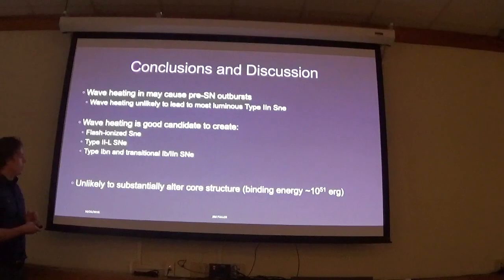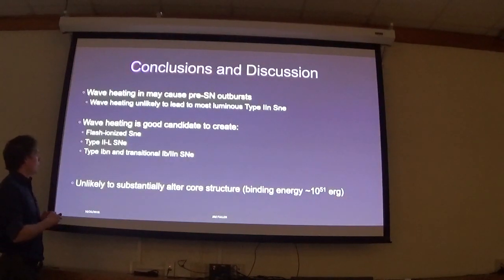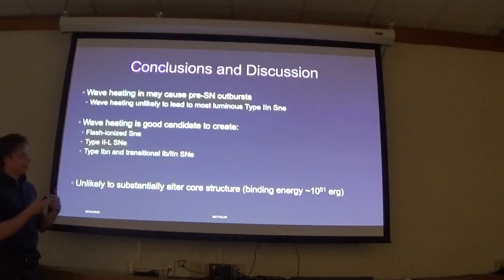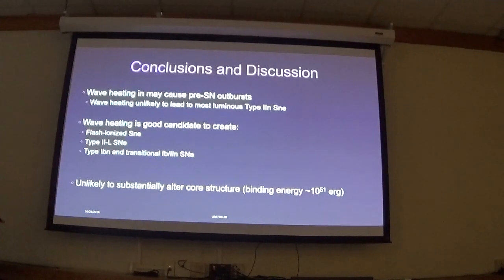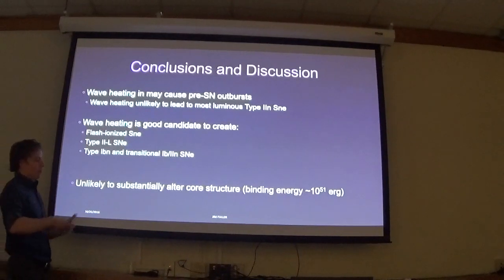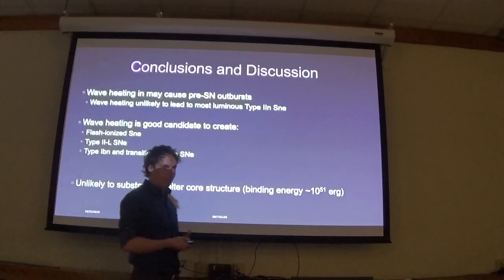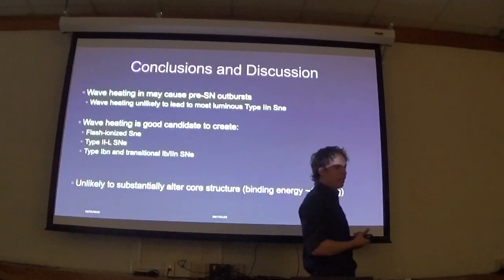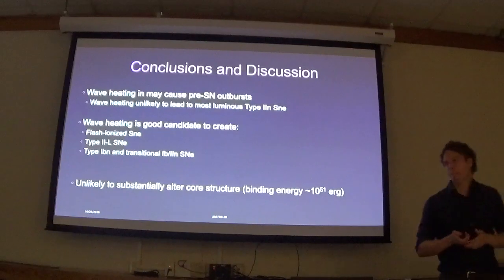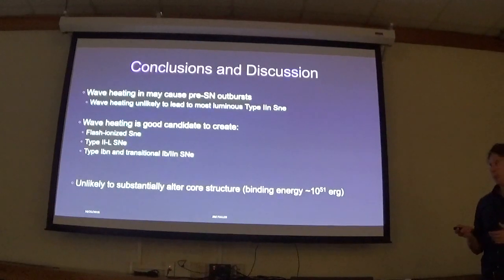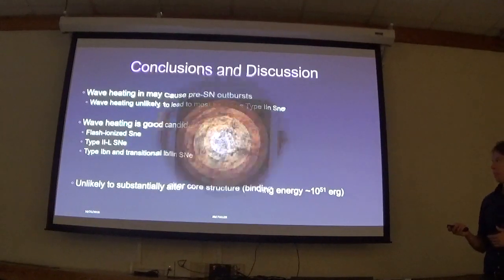Okay, so I think this is a good way to maybe produce some of these flash ionized type 2P supernovae, maybe type 1bn supernovae. But these waves are not powerful enough to unbind 10 solar masses of material and give us the most luminous type 2n supernovae. There are probably other effects that produce those kinds of supernovae.